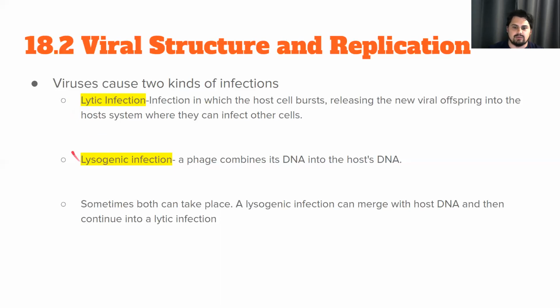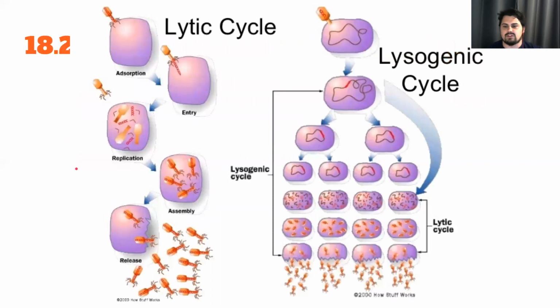These are not unique to each other. In fact, lysogenic will lead to a lytic cycle eventually, because remember, this is how they go and infect other cells. But just because there is a lysogenic infection doesn't necessarily mean it takes place. Sometimes the virus immediately goes to the lytic infection. Sometimes it just does the lysogenic infection. So that's what we're looking at here.